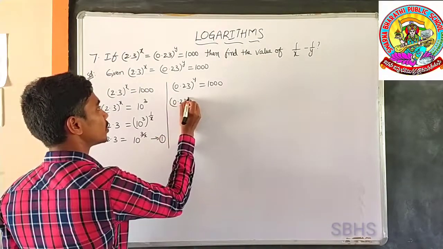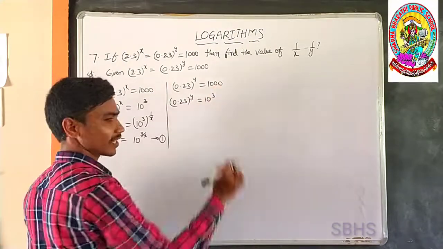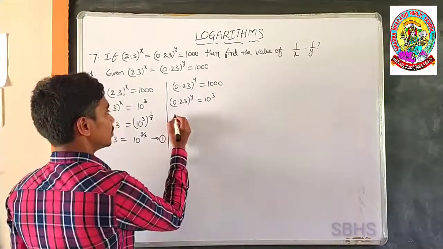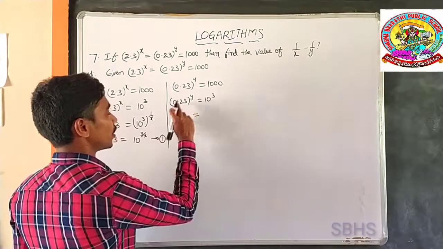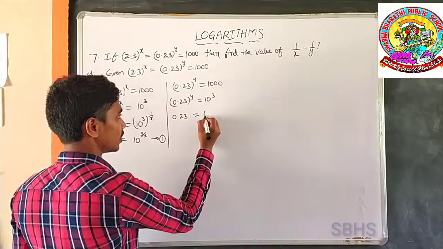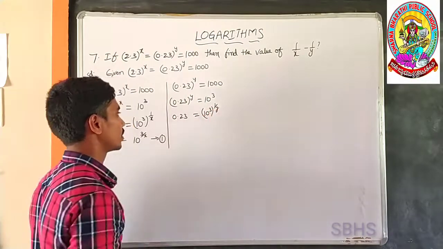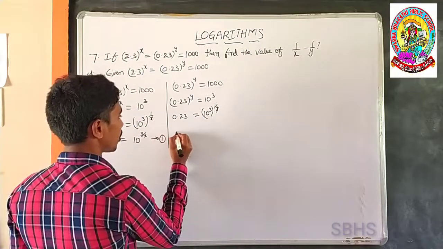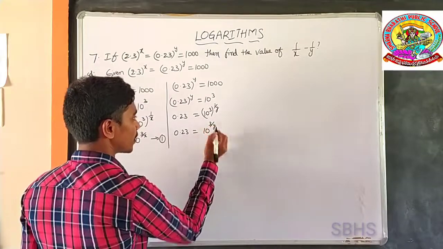Next, 0.23 to the power of y is equal to 10 to the power of 3. 1000 can be expressed as 10 to the power of 3. 0.23 is equal to, if you transpose y to the other side, 10 cube whole to the power of 1 by y. So 0.23 is equal to 10 to the power of 3 by y.